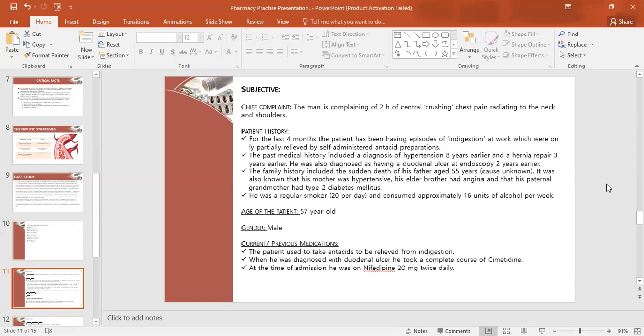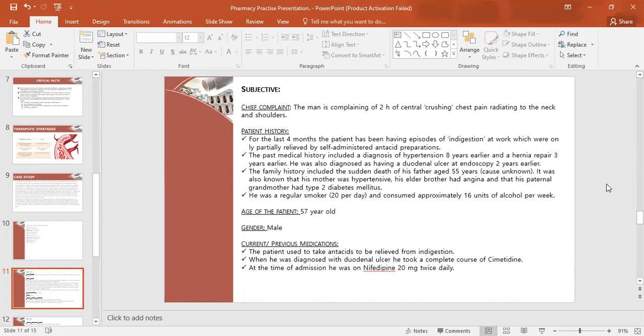His past medical history included a diagnosis of hypertension 8 years earlier and a hernia repair surgery 3 years earlier. He was also diagnosed with duodenal ulcer at endoscopy 2 years ago. The family history included a sudden death of his father of a known cause. He was 55 years of age at that time, and his mother was hypertensive. His elder brother had angina, and his paternal grandmother had type 2 diabetes mellitus.